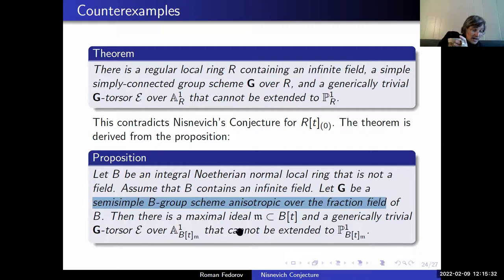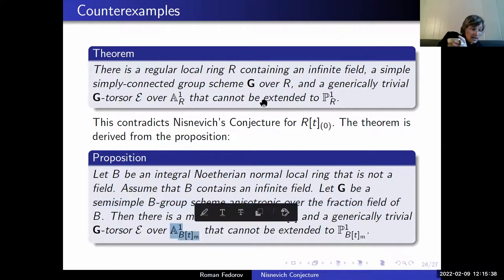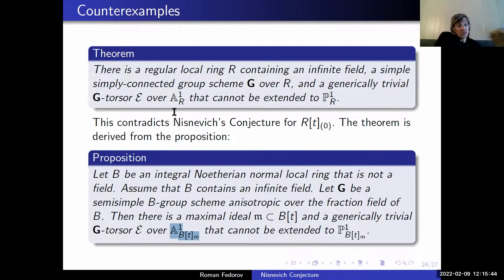A1B. And then there is a G-torsor over this, which cannot be extended to P1. So then I'm just applying this proposition to R equal to B of T, the localization of B of T at M, and I get this here. So how is this proposition proved?